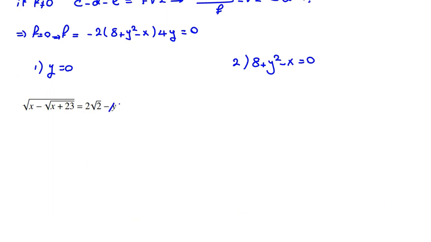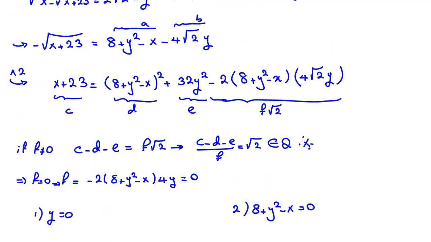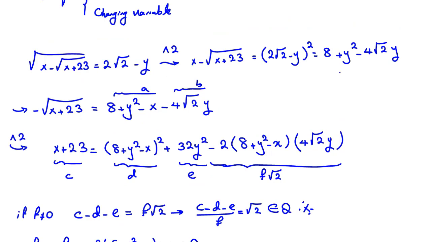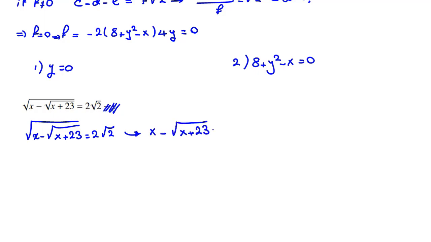Okay, if y is 0 here, we can cancel y. And we raise both sides to the power of 2. It will be x minus x plus 23 equals 2 root 2. So here, negative x plus 23 equals 2 root 2 minus x. Then we raise both sides to the power of 2. Sorry, here I've made a mistake. So it is equal to the square root of this number, okay? Now, if we raise to the power of 2, it will be x minus x plus 23 equals 8.